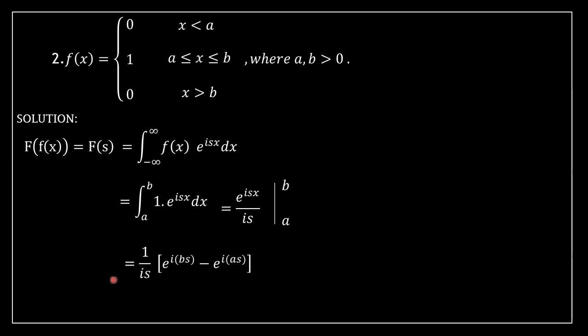So, by applying the limits, the above equation changes to the form 1 by is into e to the power ibs minus e to the power ias. That completes the problem.